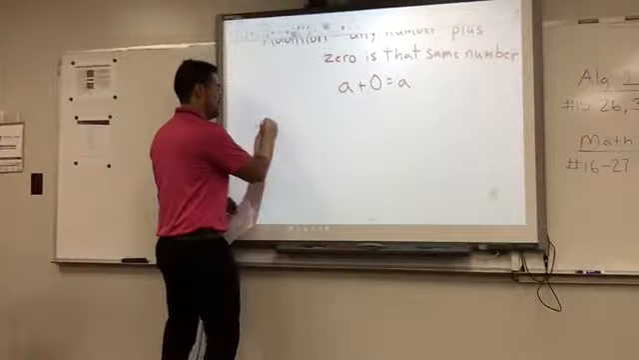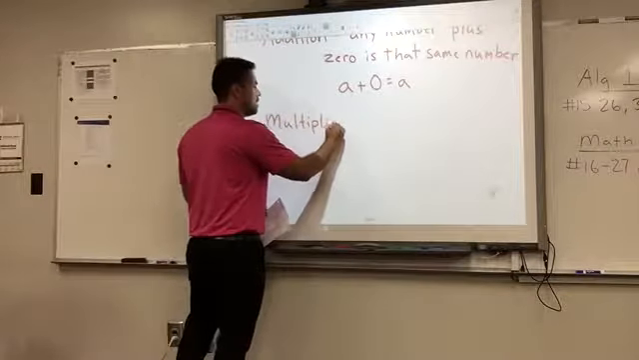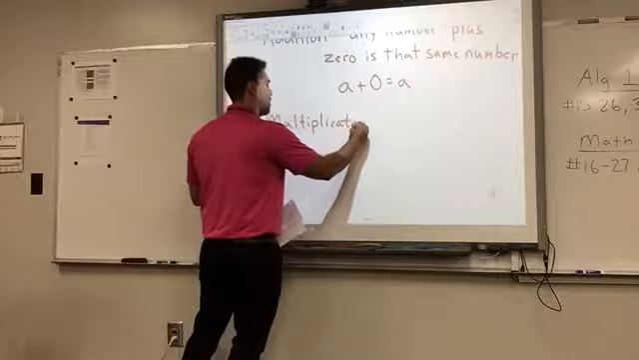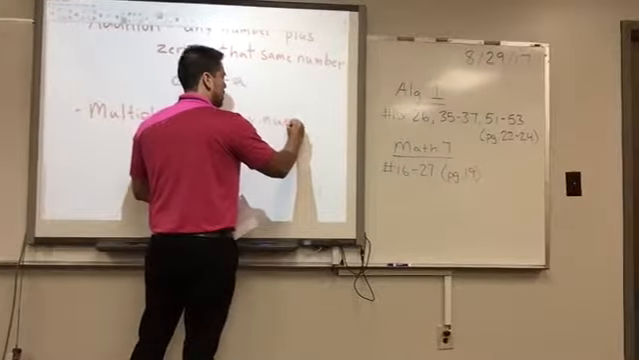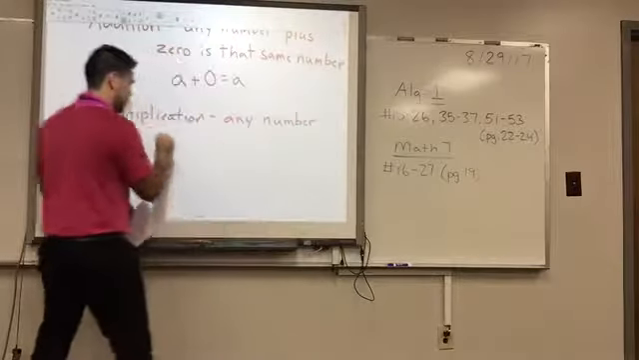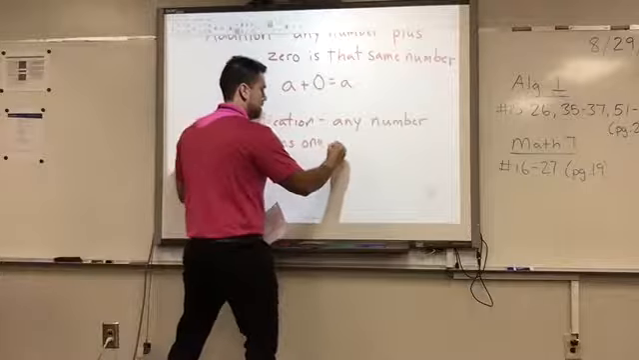All right. What's the identity property of multiplication, John? Any number times 1 is that number. Nice. Any number times 1 is that number.